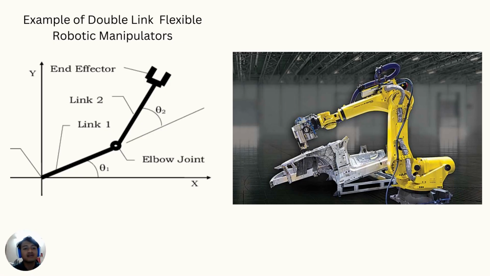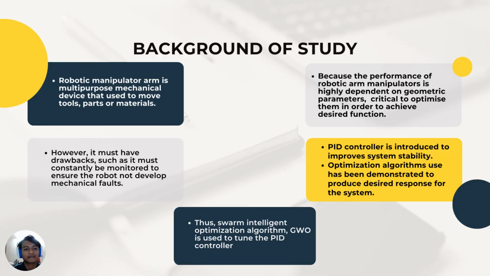Example of double-link flexible robotic manipulators. On the left side is the 2D drawing, and on the right side is the actual robotic manipulator that is used in automotive industries. It is used to handle and lift heavy car bodies and various loads.